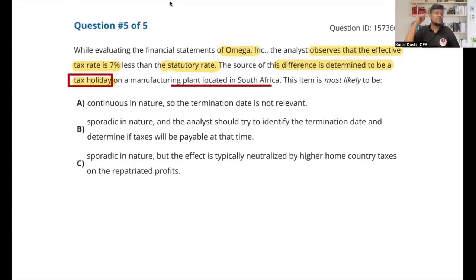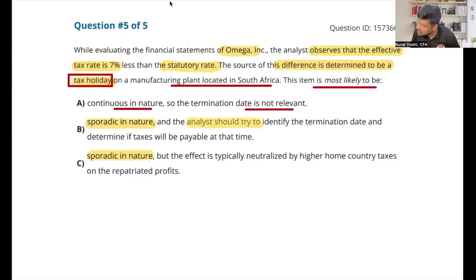So, guys, if they use the words tax exempt, it's forever. If they say tax holiday, it is not forever. It is not permanent. It is temporary. So what should I do? One option says the item is most likely to be continuous in nature, so the termination date is not relevant. First of all, a tax holiday is not permanent or continuous. It might be for a limited period. We don't know. So they are saying it is most likely to be sporadic in nature. What is sporadic? Sporadic means occasional, temporary.